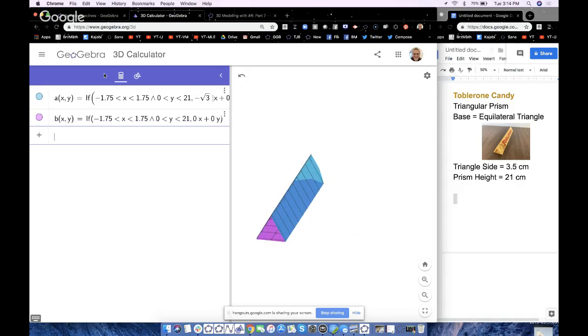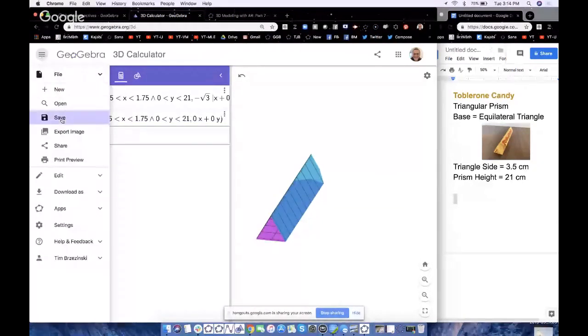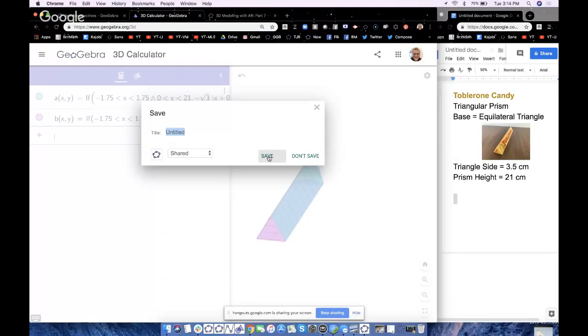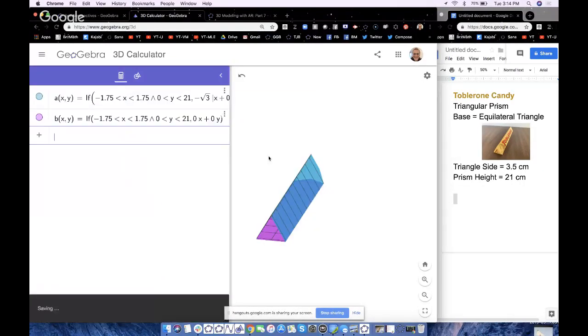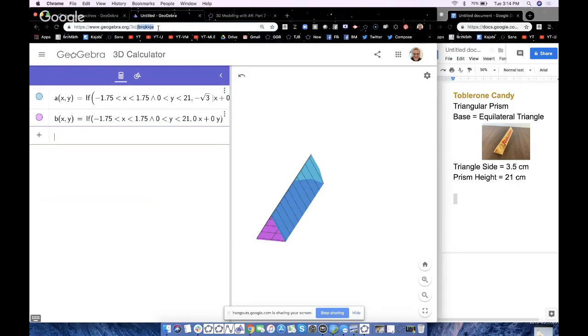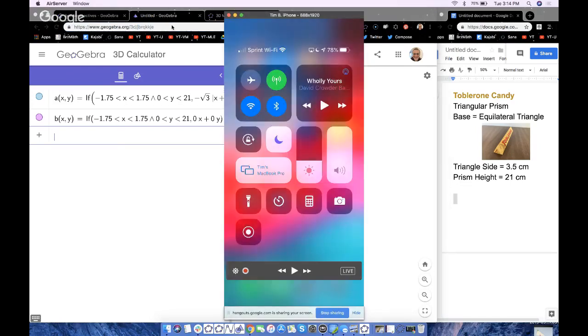But now let's take a look at this in AR. So what you normally do is go to File, hit Save, and I'll just call it Untitled or whatever. It doesn't matter. If I hit Save, it'll save it to my GeoGebra profile as a construction. And notice the URL here. If I were to type that in on my phone, I would get it. But because I want to keep the screencast short, I'm going to show you quickly the same version. I made this exact thing like an hour ago. And this is what it looks like when you put it to the test.